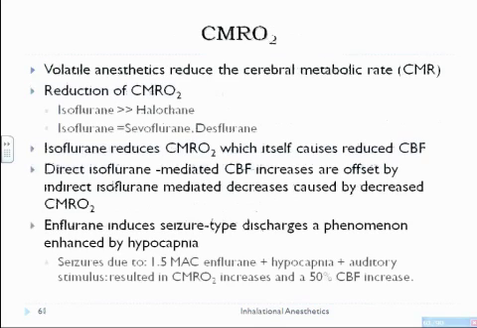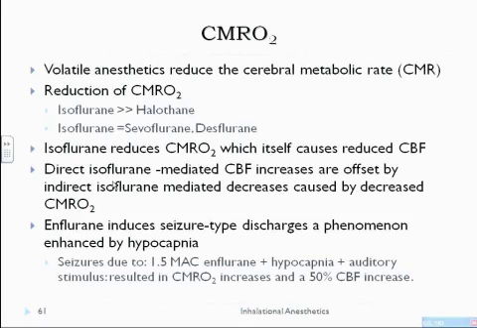If you look at cerebral metabolic rate of oxygen consumption, volatile anesthetics reduce it, with isoflurane being much greater in comparison to halothane. Halothane, isoflurane is very similar with Sevo and desflurane. Isoflurane reduces cerebral metabolic rate of oxygen consumption, which itself will reduce cerebral flow. The direct isoflurane-mediated cerebral blood flow increases are offset by the indirect isoflurane-mediated decreases caused by the decrease in cerebral metabolic rate of oxygen consumption. So they offset each other and sort of balance each other out.